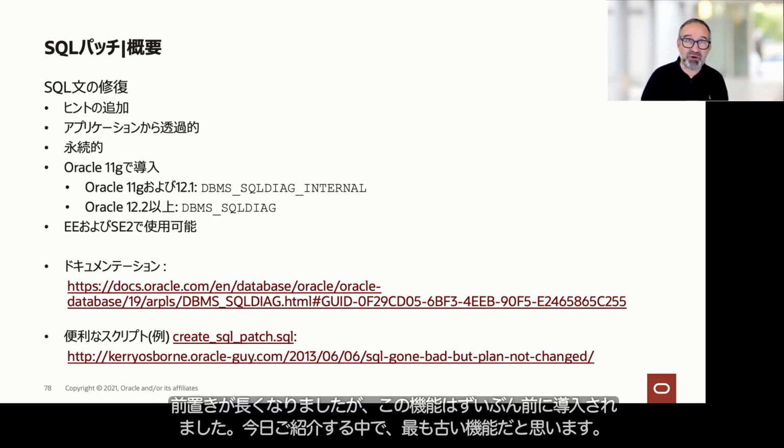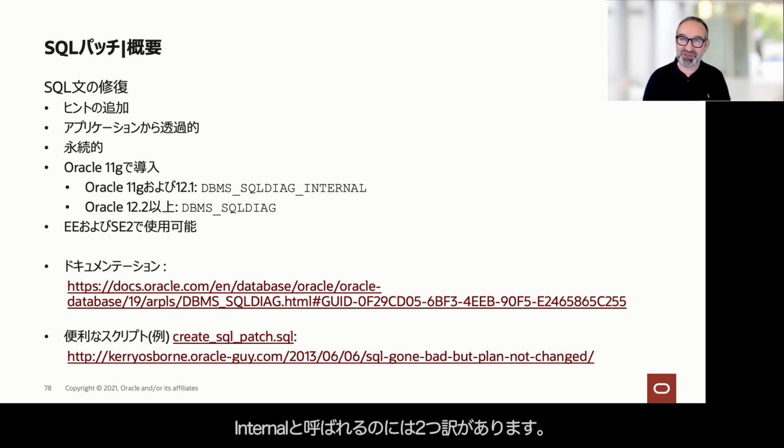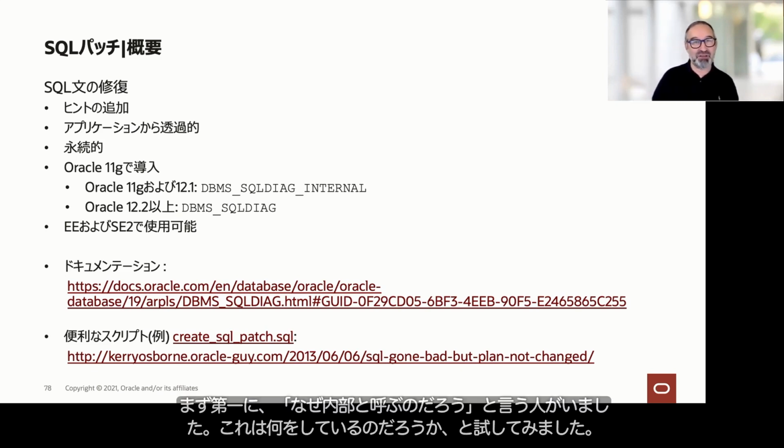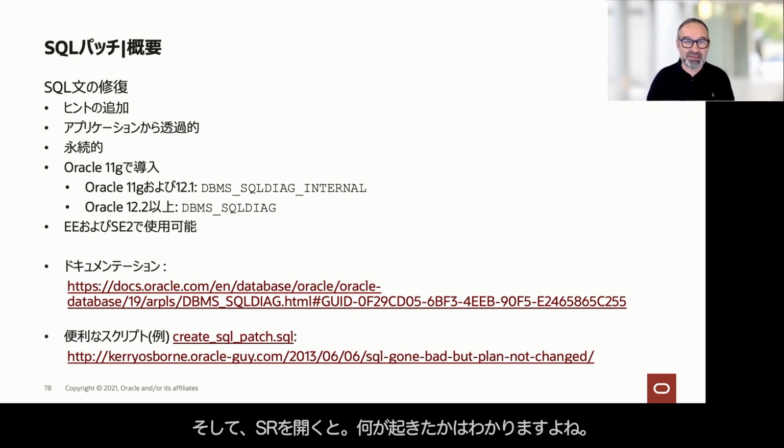I told you up front that feature got introduced a long while ago. It's, I think, the oldest feature we have here in the presentation today. It got introduced in 11g and 12.1 with a package called DBMS_SQLDIAG_INTERNAL. And when something is called internal, two things happen. First of all, some people say, why do they call it internal? Let me try this out. What is it doing? And then you have blog posts all over the place and people figuring out what that can do. And then you open an SR, and what happens then is obvious.